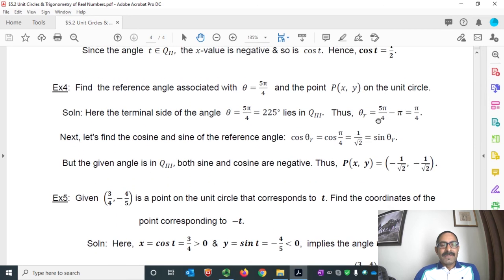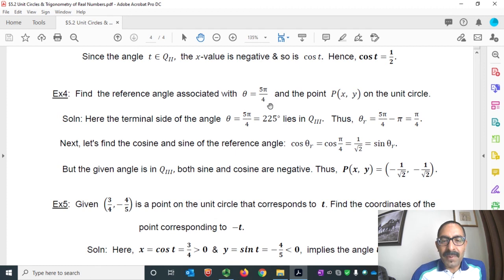Example 4. Find the reference angle associated with 5 pi over 4 and the point P on the unit circle. To begin the solution, here the terminal side of the angle 5 pi over 4, which is 225 degrees, lies in the third quadrant. Thus our reference angle equals 5 pi over 4 minus pi, which is simply pi over 4. Next, let's find the cosine and sine of the reference angle. Then cosine of pi over 4 equals 1 over radical 2, which is also sine of pi over 4.